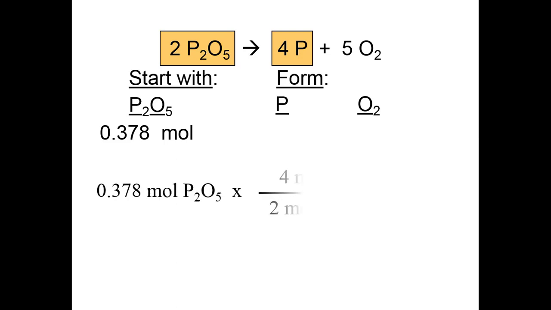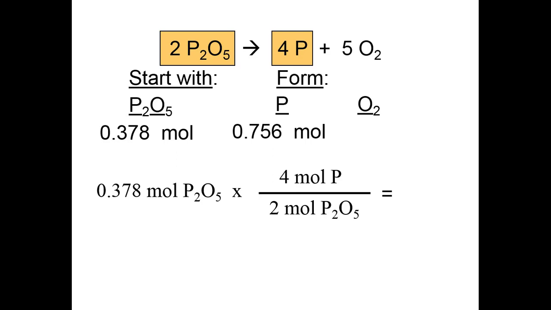Starting with the amount given, the conversion factor is constructed with P2O5 in the denominator. Calculation yields 0.756 moles of P.